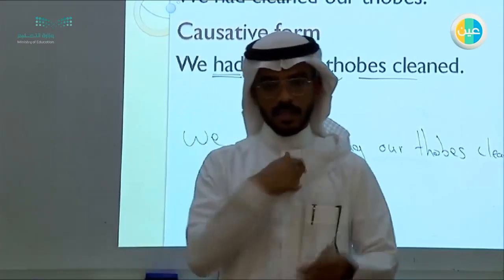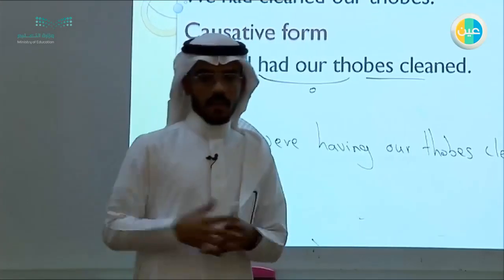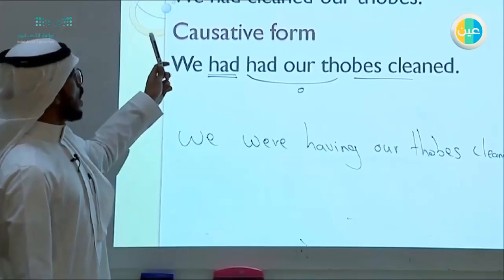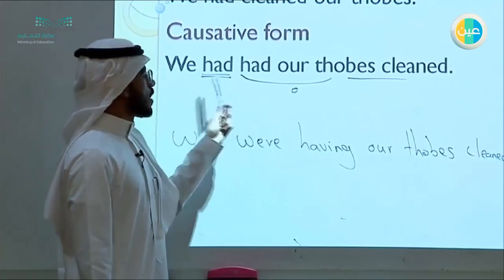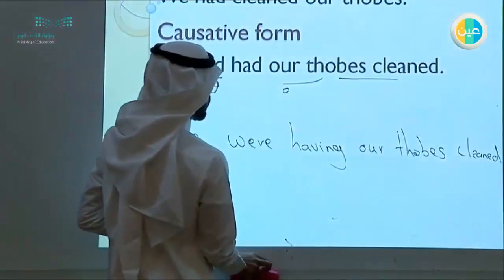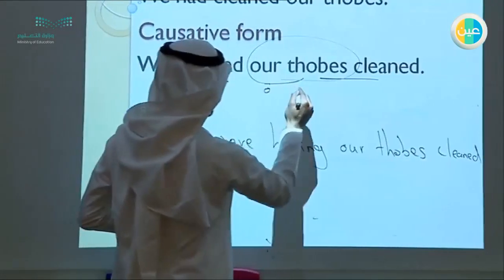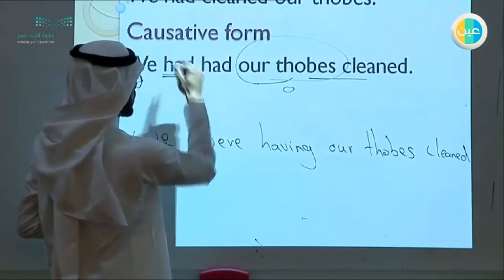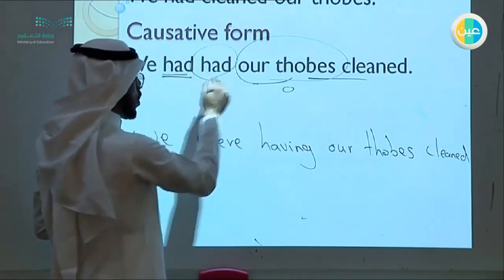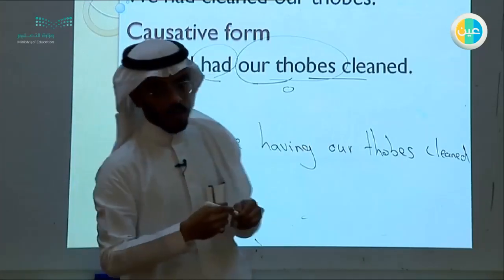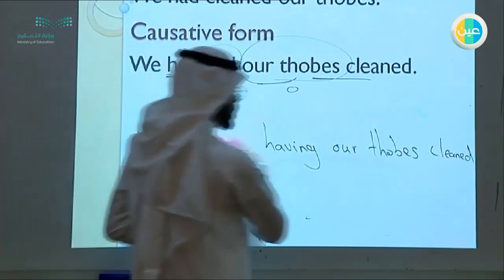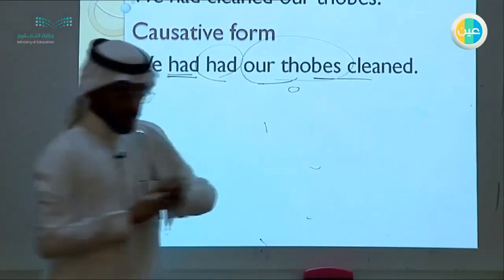This is the past. نستخدم الحدث الثاني اللي تم بعده الماضي البسيط. Okay, causative, we say: we had. This is the object, our thoughts, and had, because it's in the past. In the present perfect we use had, so we had our thoughts cleaned. We had our thoughts cleaned. So this is about the present and the past.